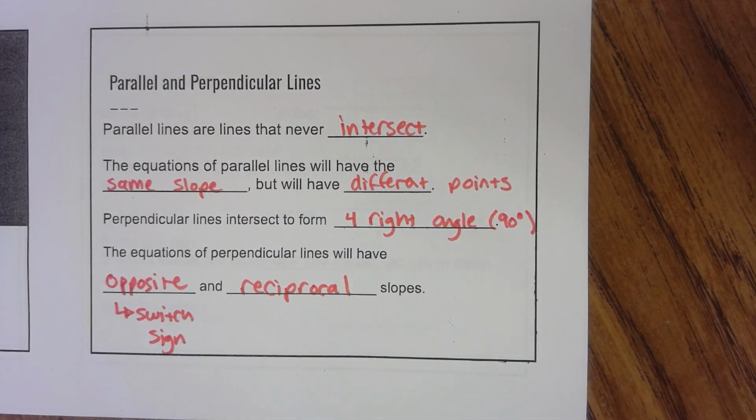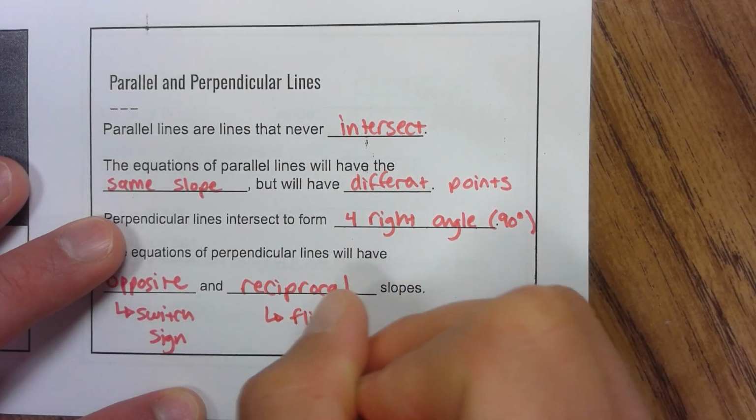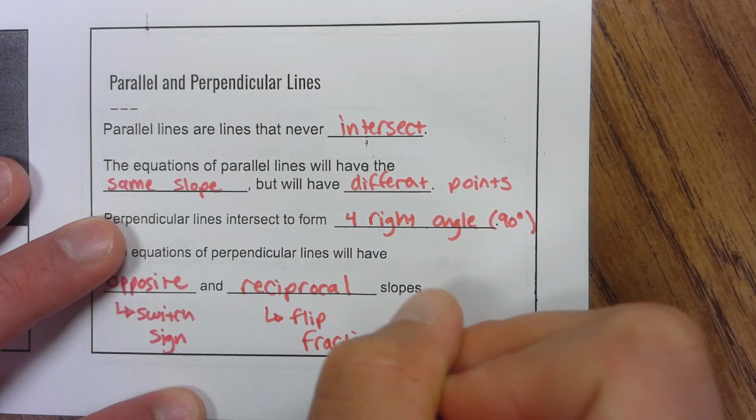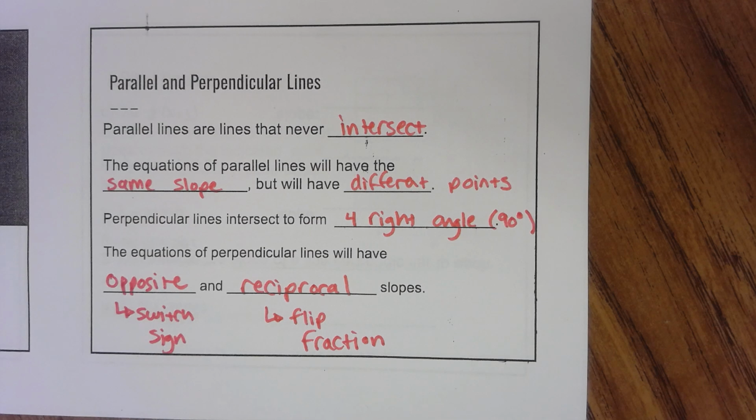And the reciprocal part is us flipping the fraction. So flip the fraction. Okay, so we have to do two things for the perpendicular slopes: switch the sign and flip the fraction. Okay, so again, this slide is kind of our key to how we'll work through the practice problems.